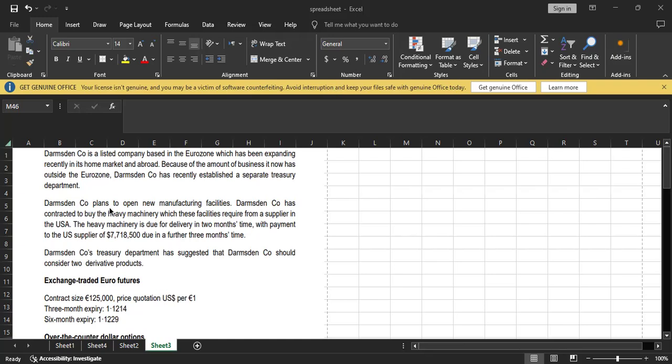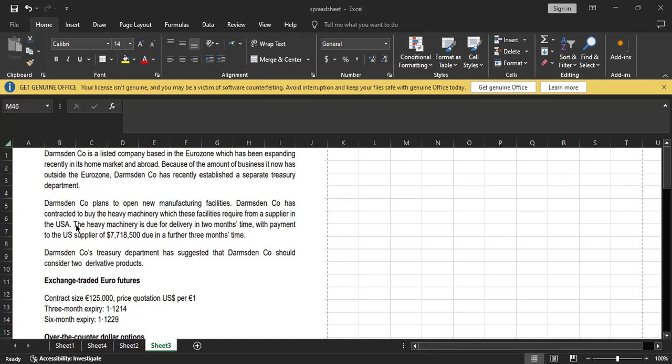D company plans to open new manufacturing facilities. D company has contracted to buy the heavy machinery which these facilities require from a supplier in the USA. The heavy machinery is due for delivery in 2 months' time with payment to the US supplier of $11,177,185 due in a further 3 months' time.